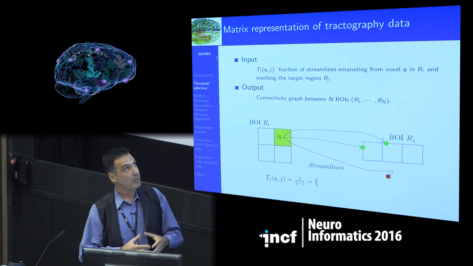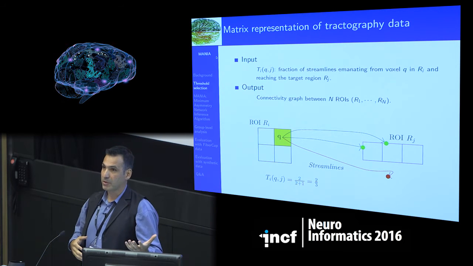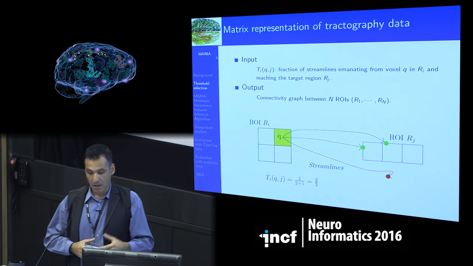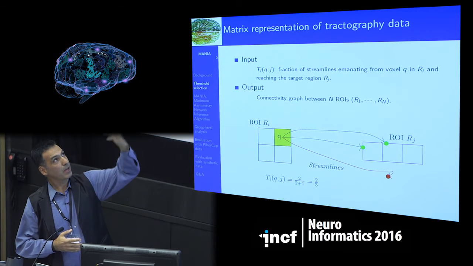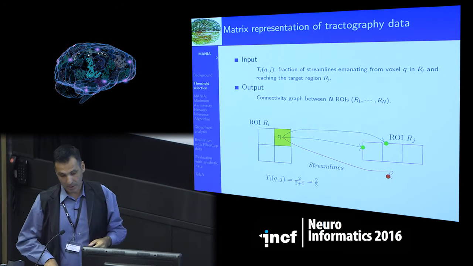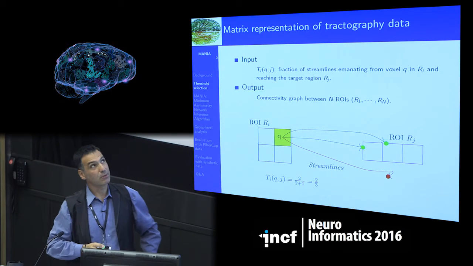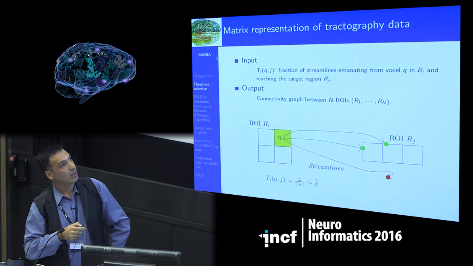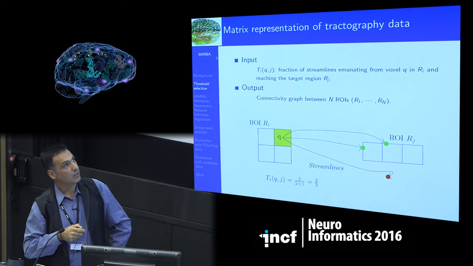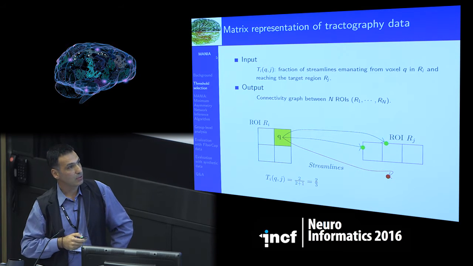If you do probabilistic tractography, which is very often done, and the Human Connectome Project, by the way, is very big in using probabilistic tractography, you will have as your input what I represent there as this term. What is this? This is the fraction of streamlines that start from a voxel Q of a certain region Ri and manage to go all the way to your target region, Rj.